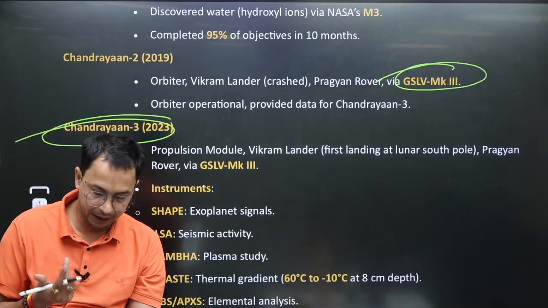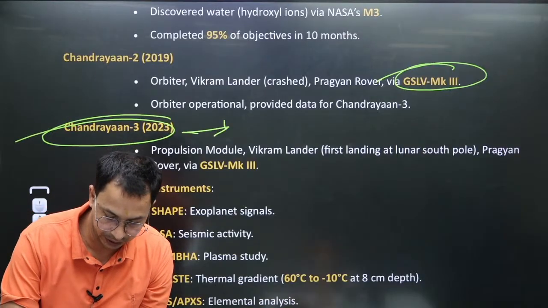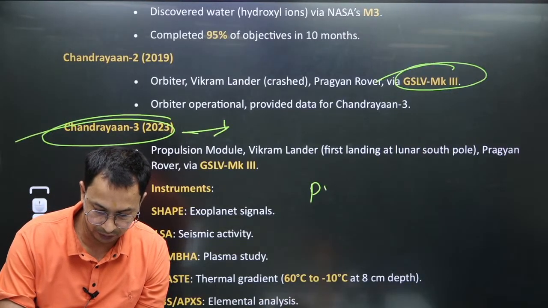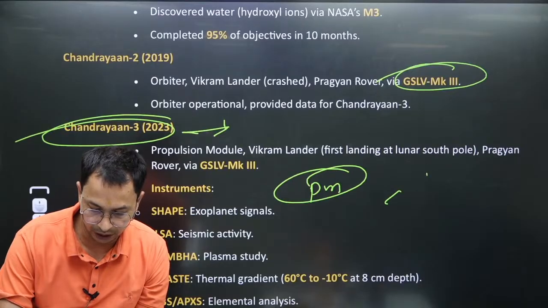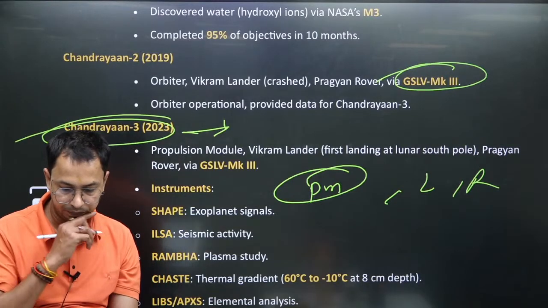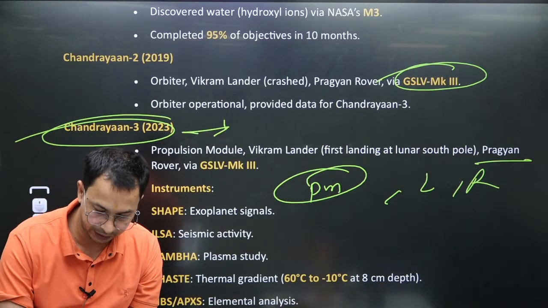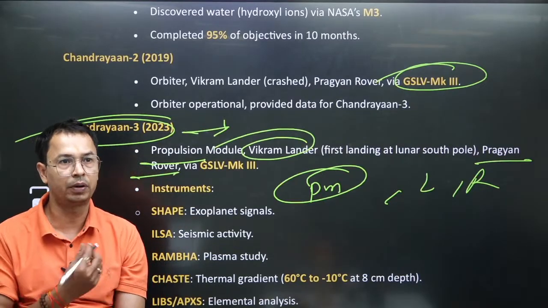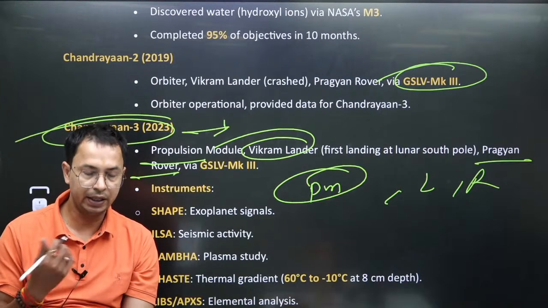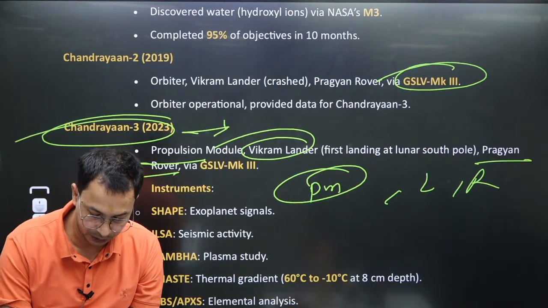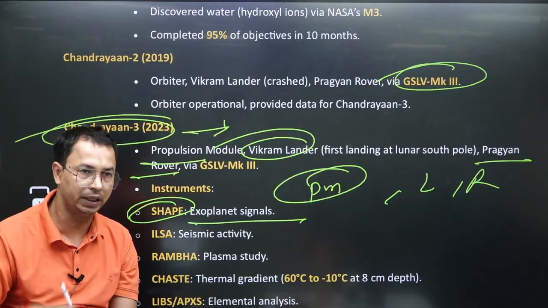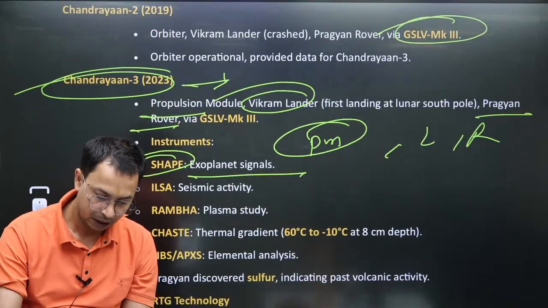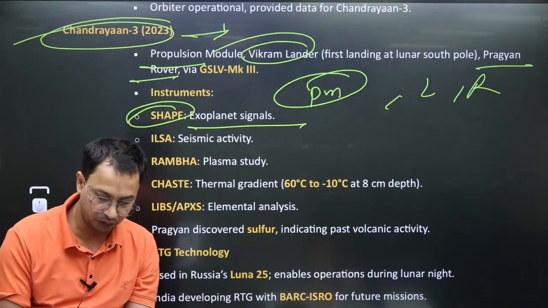And in this Chandrayaan 3, we have the propulsion module, the lander, and the rover. Vikram was the lander and Pragyan was the rover. And in the propulsion module, we have one instrument that is called SHAPE. It was studying the exoplanet signals, or you can say technical signals of life.